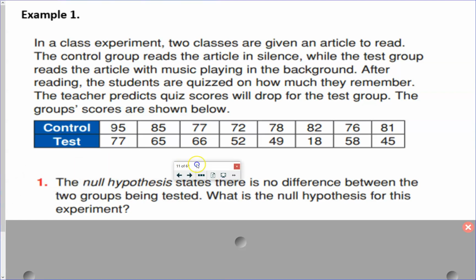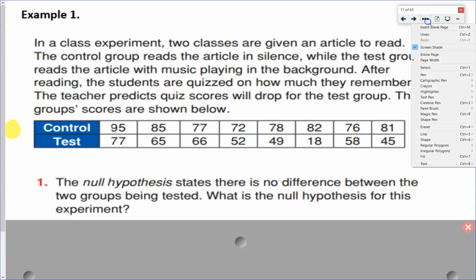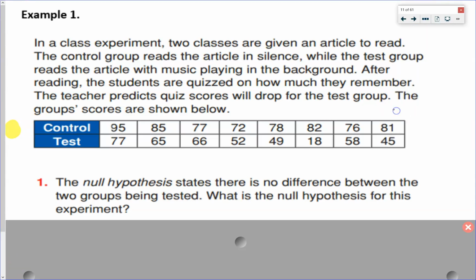So again, let me move this out of my way. The control group was silent, right? The control group was silent. The test group had music. Okay, and he shows us the results.